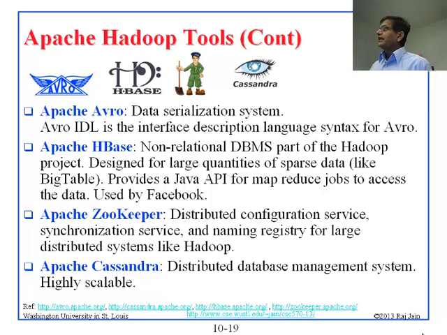Zookeeper is a configuration service, synchronization service, and name registry for large distributed systems like Hadoop. So if you have a 2000 node Hadoop cluster, you need something to manage it. Zookeeper. Zookeeper keeps track of all the animals in the zoo, right? Cassandra is another distributed database management system, highly scalable. So you can see on Hadoop they already made two, HBase and Cassandra.